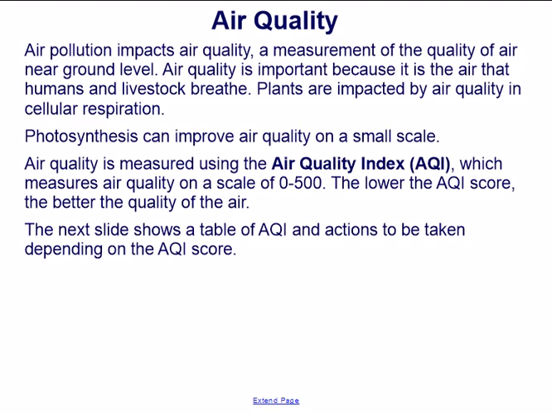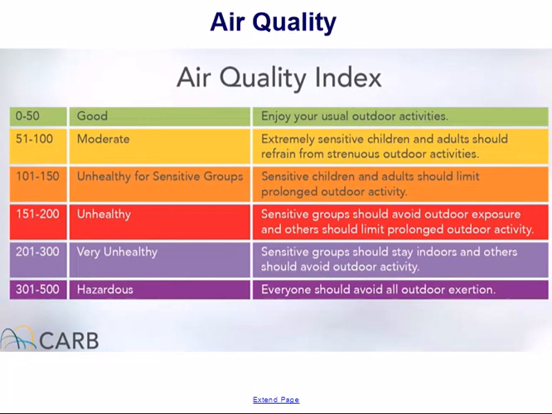Air quality is measured using the Air Quality Index, which measures air quality on a scale of 0 to 500. The lower the AQI score, the better the quality of air. The next slide shows a table of AQI and actions to be taken depending on the AQI score. This slide shows the Air Quality Index table from 0 to 500.